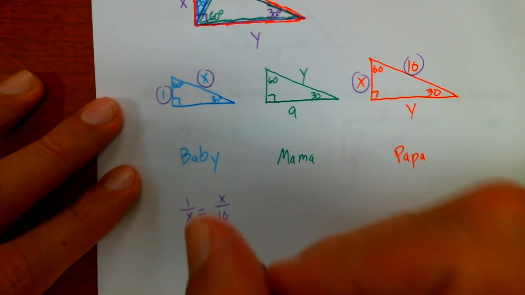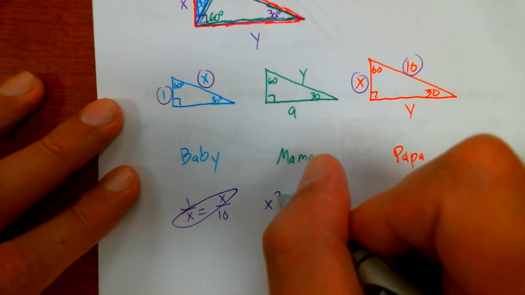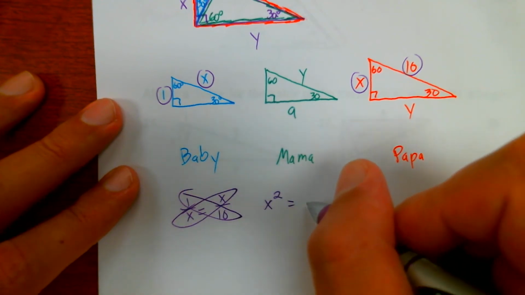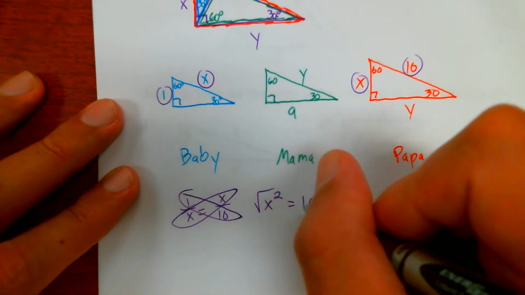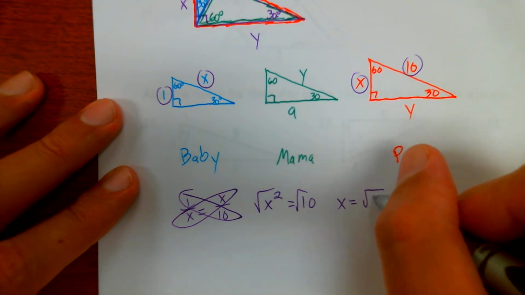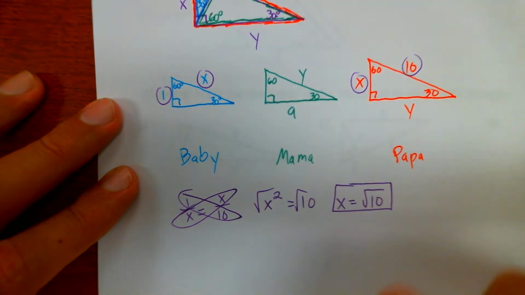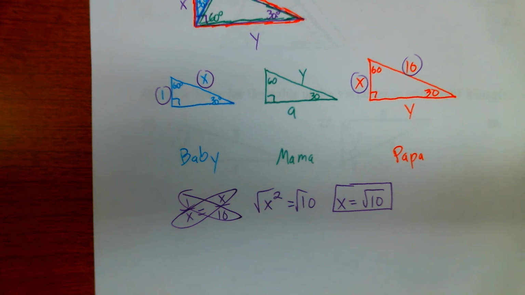Okay, now when I cross multiply, x times x gives me x squared, and 10 times 1 equals 10. Now when I take the square root of both sides, I end up with the square root of 10. I cannot simplify that radical, so that's the best that I can do.